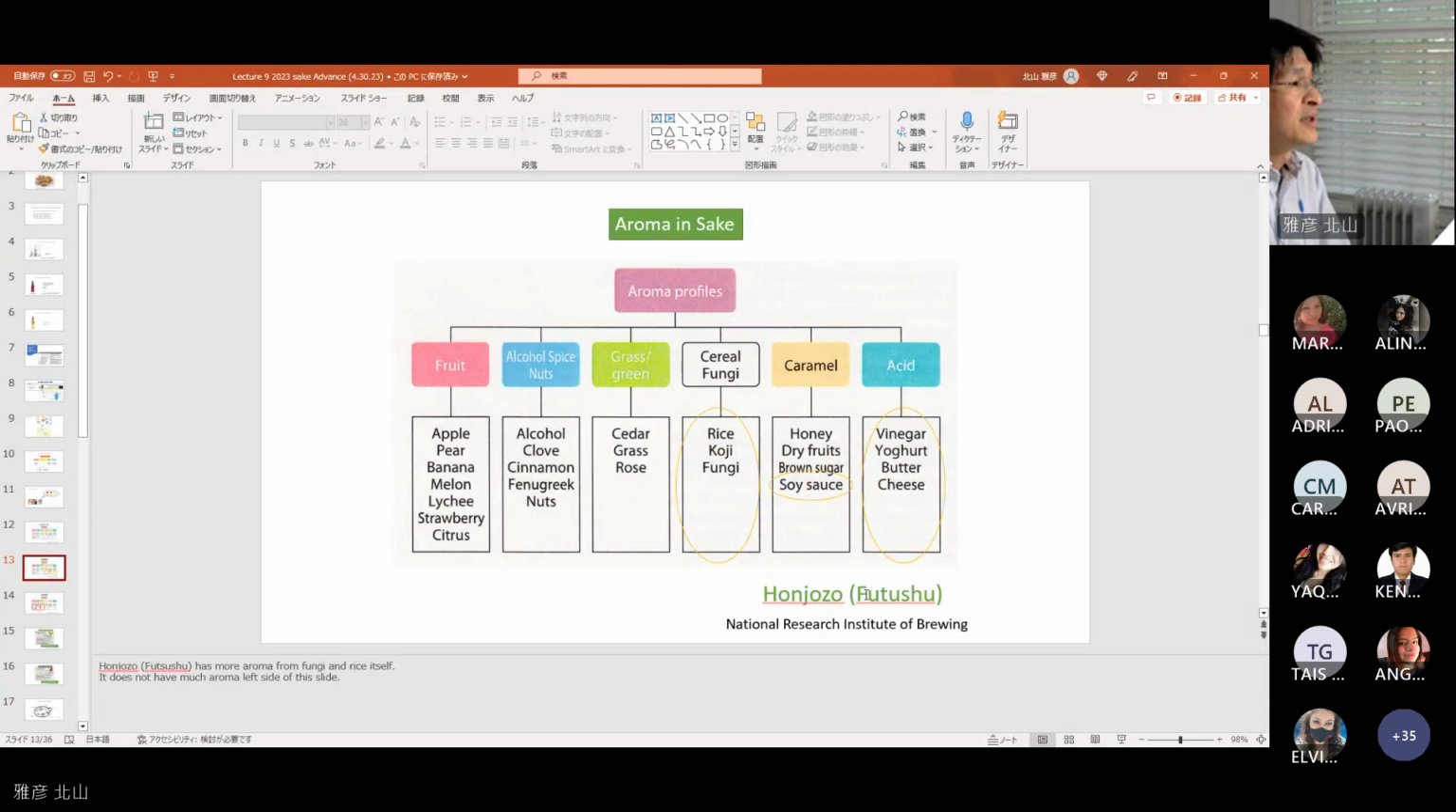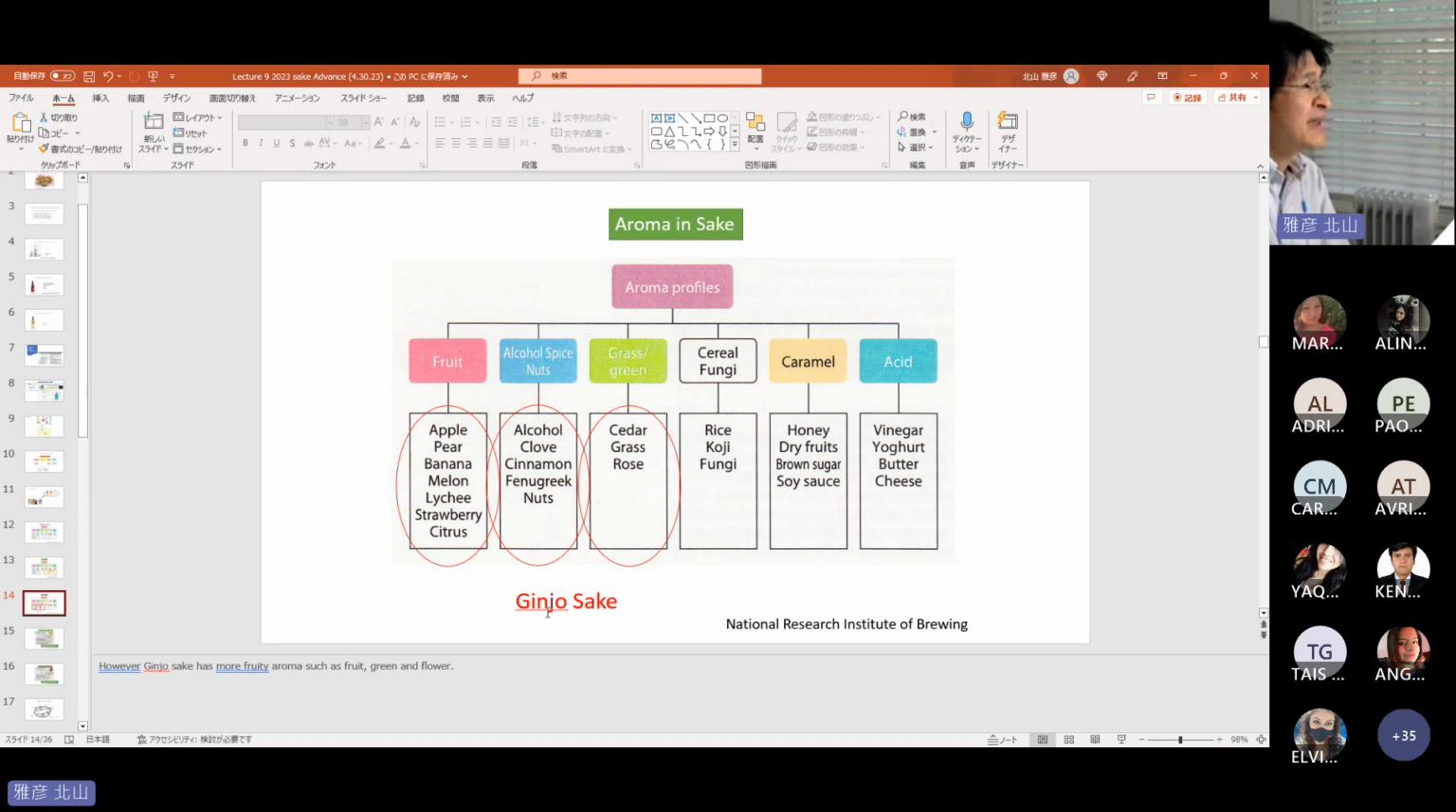So futsushu, what I explained earlier, ordinary sake or honjozo sake, is produced from rice with a polishing rate of 70% or more. Honjozo has this type of impression. On the other hand, modern sake or ginjo style sake has more impression of fruitiness, spiciness, or grass and green impression.